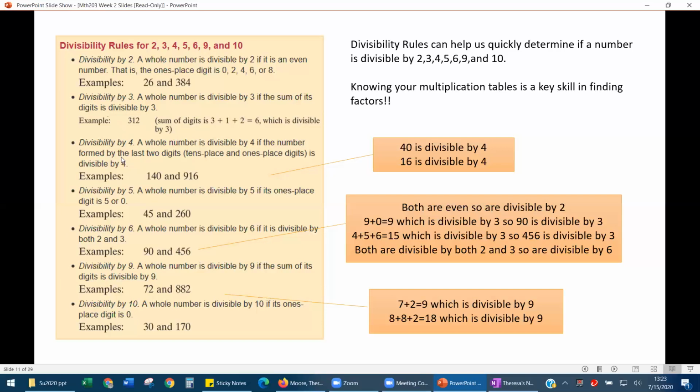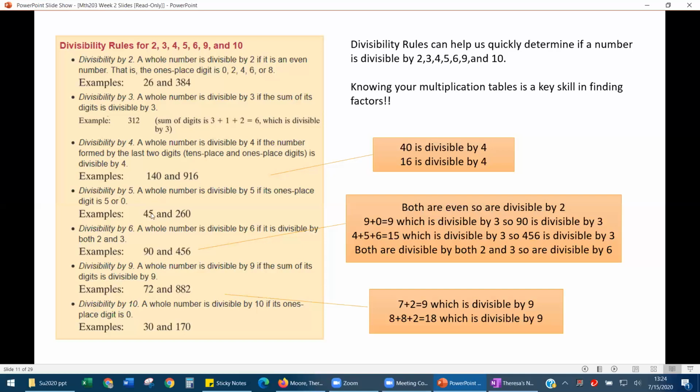Divisibility by 4, a number is divisible by 4 if the last 2 digits, the 10s and the 1s digit, make up a number that's divisible by 4. So if we look at 140, 40 is divisible by 4, therefore 140 is divisible by 4. Same with 916. 16 is divisible by 4, so the entire number is divisible by 4.